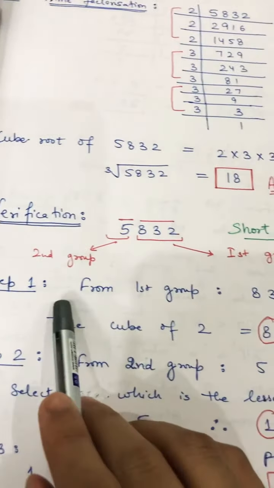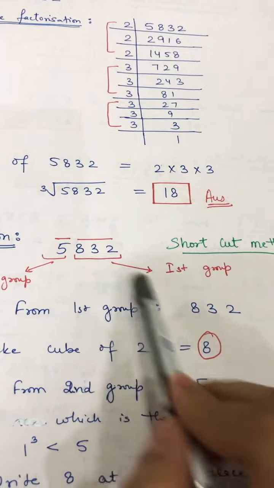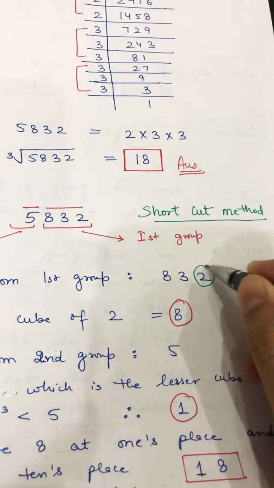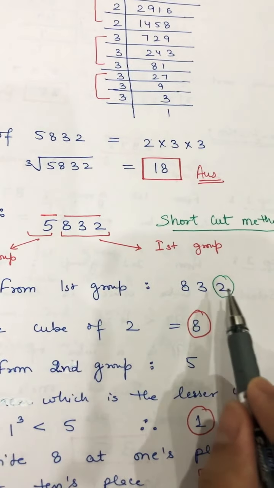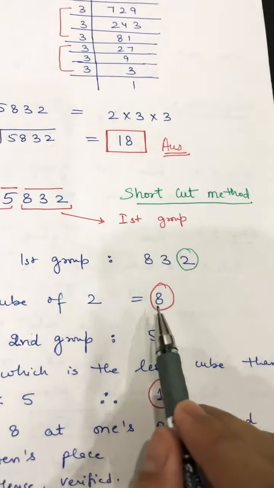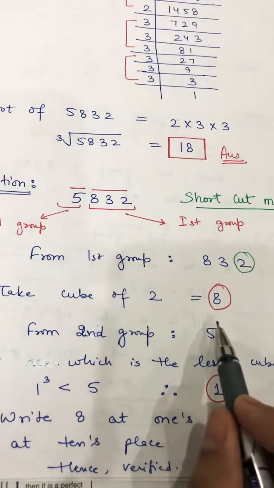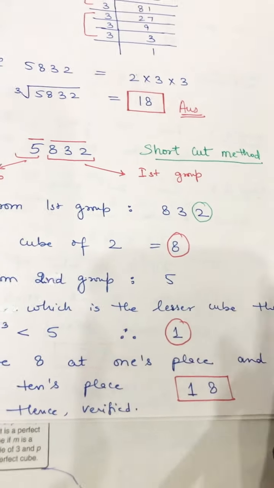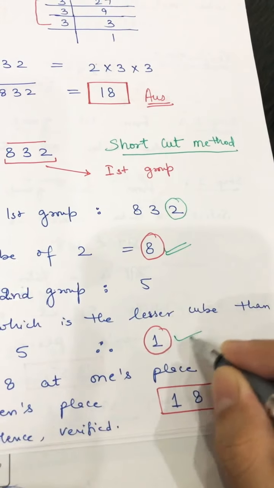Okay, now step number 1 is from the first group, from 832, you have to pick the last value. Pick the last value from this first group. Take the cube of 2. 2 cube is 8. Now step number 2, find from the second group. The second group is 5. Now you have to choose a cube which is lesser than 5. There is only one cube which is lesser than 5, and that is the cube of 1. So these are the 2 values.